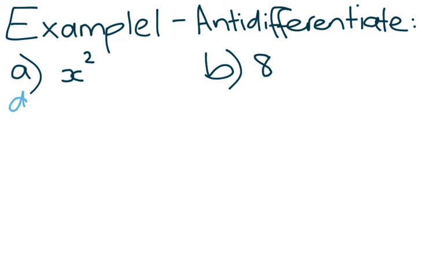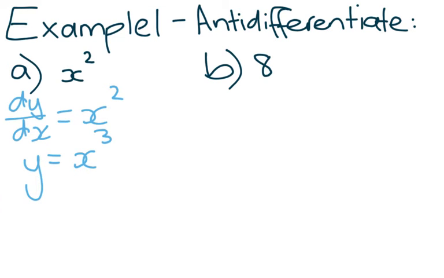So we know that dy by dx is x squared. So what we do to get our original function back is we increase the power by 1, so we end up with x cubed, and then divide by the new power, x cubed over 3, and then we put the plus c on the end.